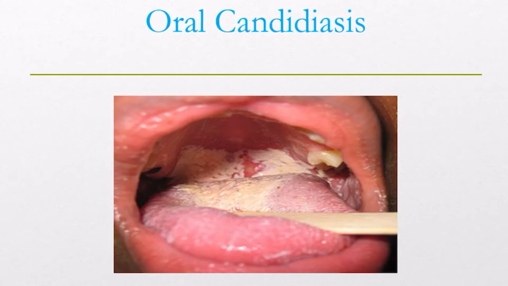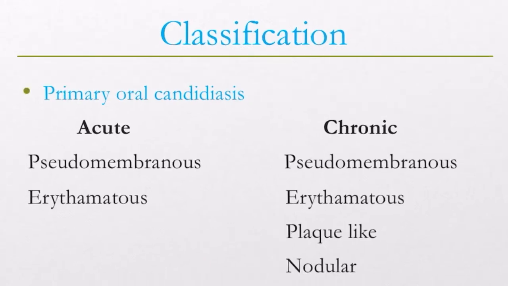However, they can turn pathogenic under conditions such as old age, immune suppression, diabetes mellitus, HIV, and long-term consumption of corticosteroids or antibiotics. Now let's quickly look into the classification of candidiasis. It's broadly classified into primary, secondary and candida associated lesions.